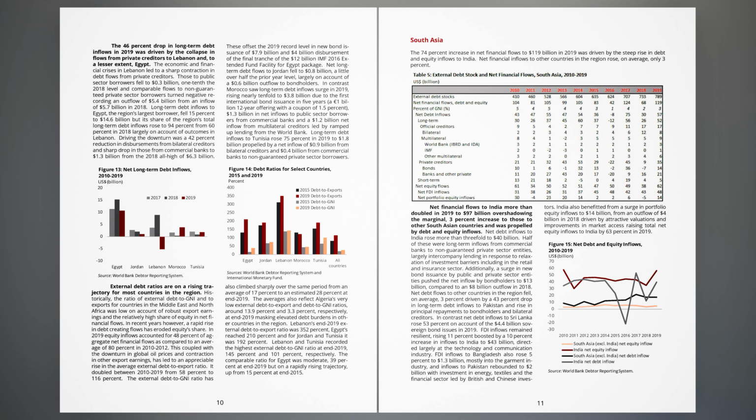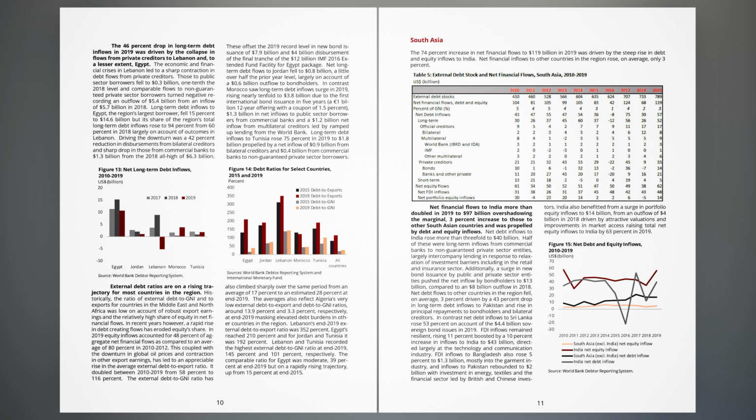Net long-term debt flows to Jordan fell to $0.8 billion, a little over half the prior year level, largely on account of a $0.6 billion outflow to bondholders. In contrast, Morocco saw long-term debt inflows surge in 2019, rising nearly tenfold to $3.8 billion due to the first international bond issuance in 5 years, a €1 billion 12-year offering with a coupon of 1.5%, $1.3 billion in net inflows to public sector borrowers from commercial banks, and a $1.2 billion net inflow from multilateral creditors led by ramped-up lending from the World Bank.